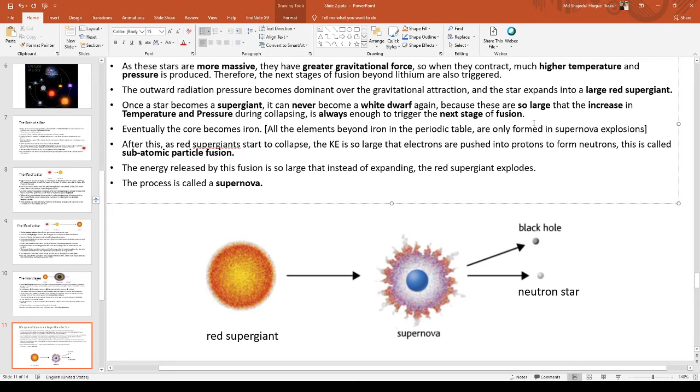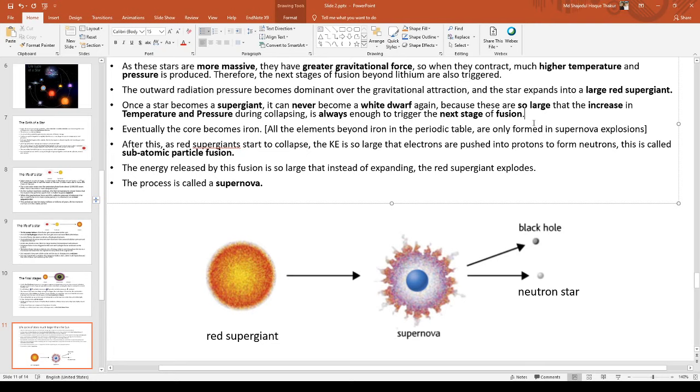Here's how it works. I'm going to recap what happened in the normal average star. Main sequence, hydrogen fusion. Hydrogen runs out, star contracts, helium fusion starts, star expands, becomes a red giant, and helium fusion continues. Once helium runs out, the red giant collapses and becomes a white dwarf. End of story. Why collapse? Because the white dwarf could not trigger further fusion.